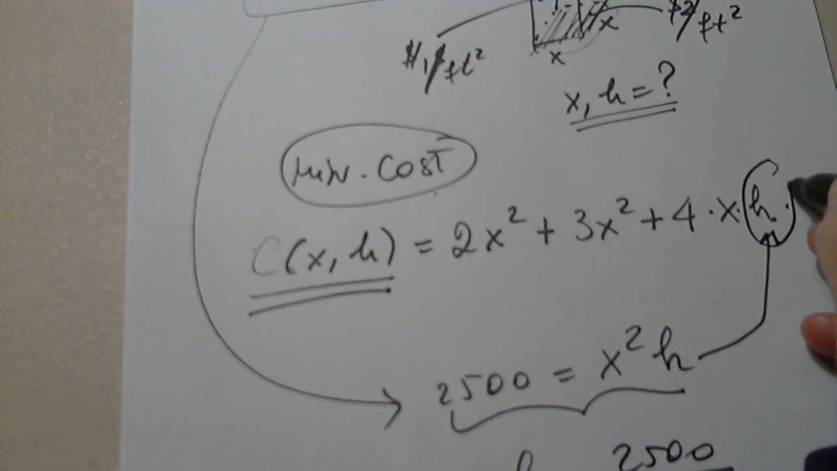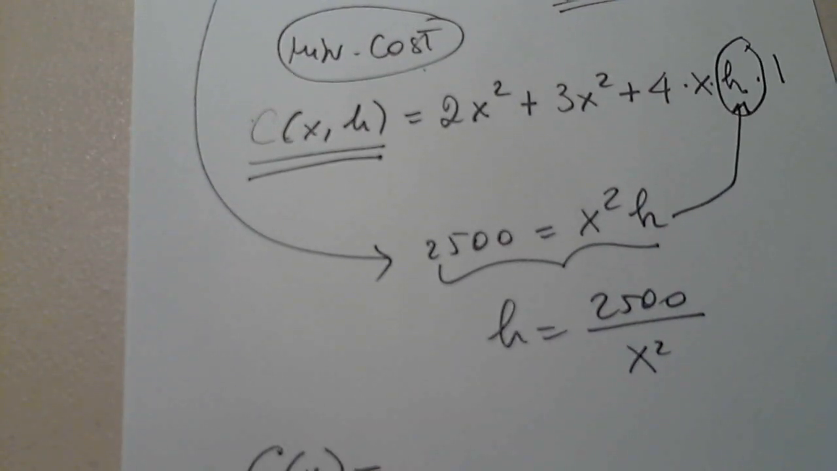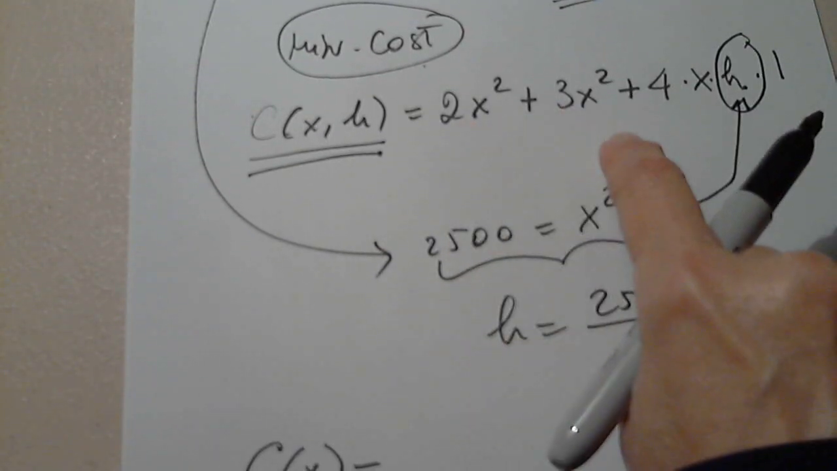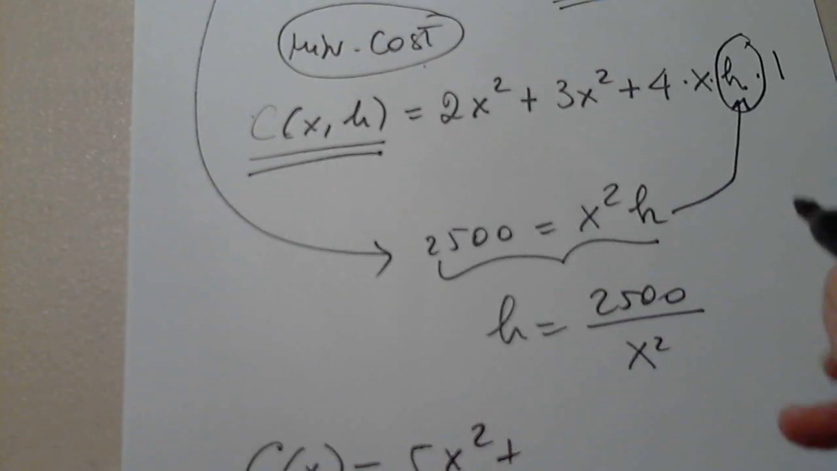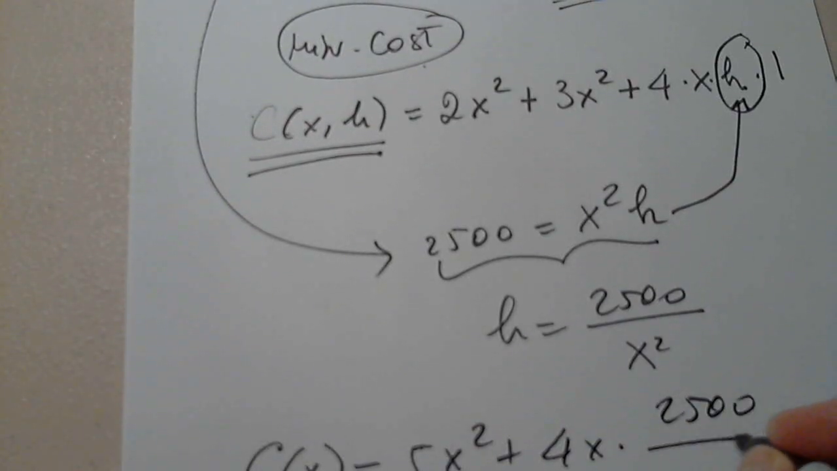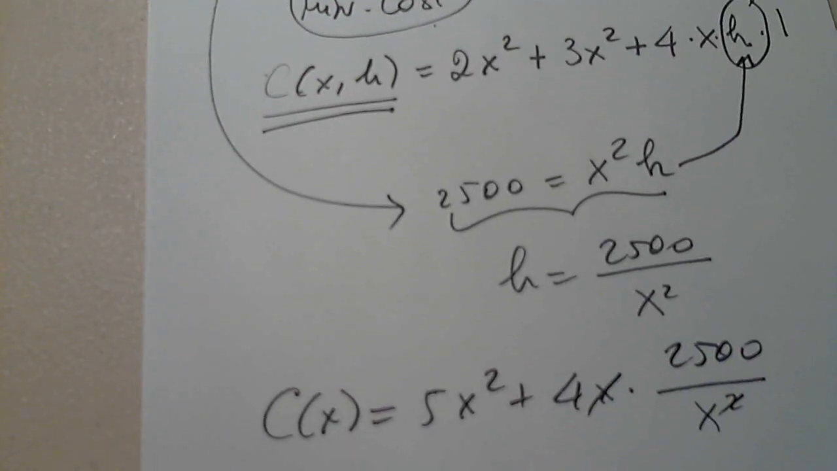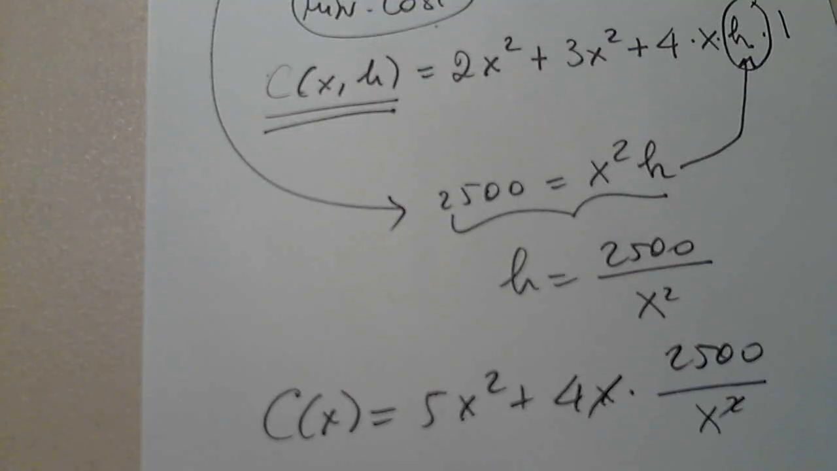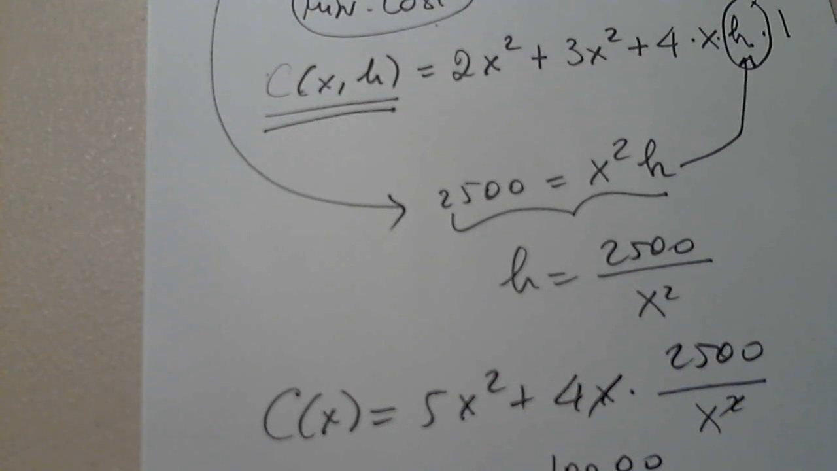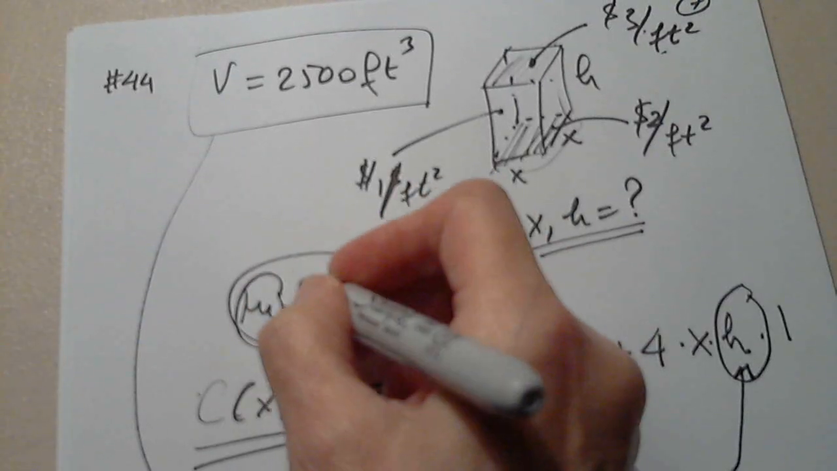I have to replace h in the formula for the cost, and now finally the cost is a function of a single variable. 2x squared plus 3x squared is 5x squared, plus 4x multiplied by 2,500 over x squared. Of course, I will simplify an x. So then the cost function equals 5x squared plus 10,000 over x. So I found the function that I have to minimize.